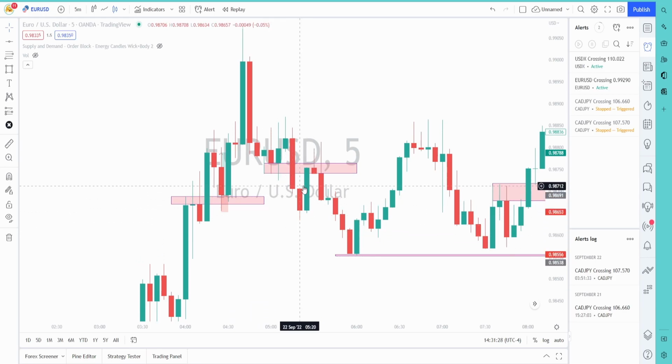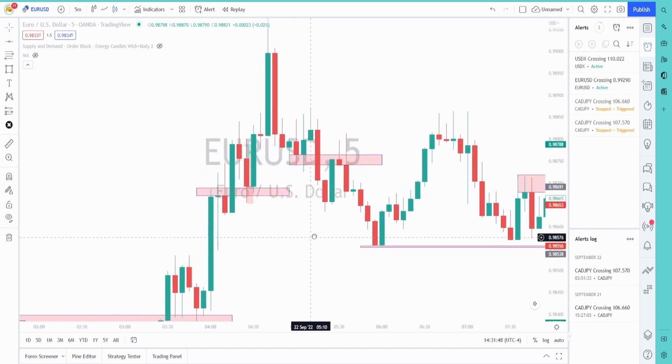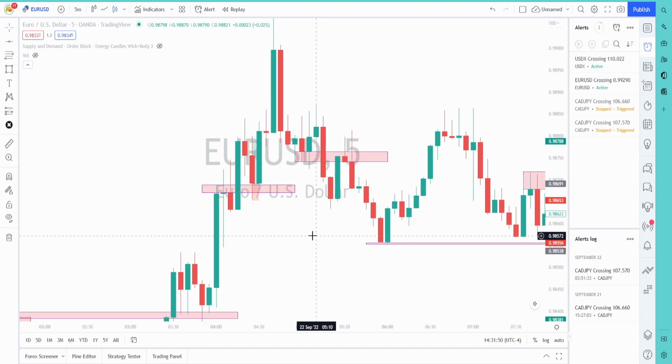Oftentimes when you see the body of the candle close into the previous structure's body, that may be a clue that it may be deciding to change direction and may eventually push through that area. Now, that's not an absolute, but that's just something I look at.